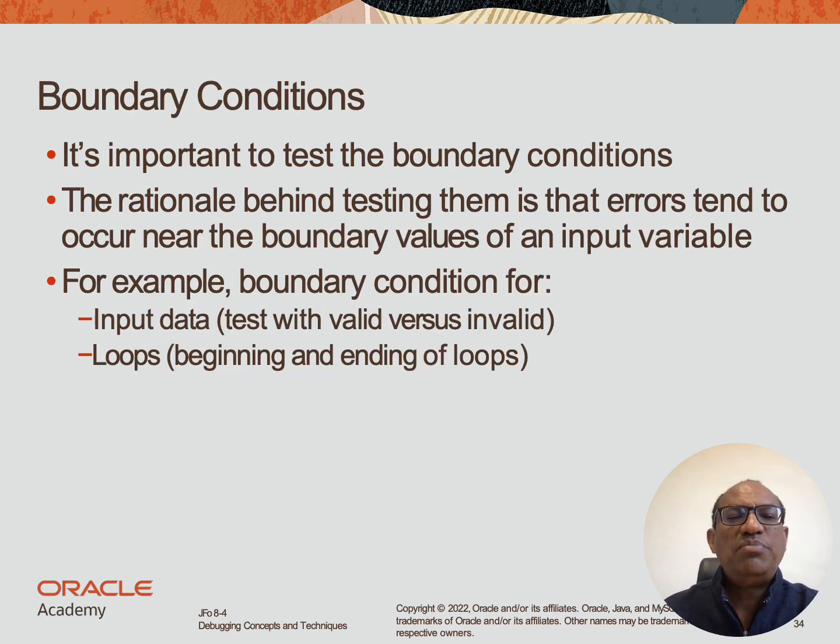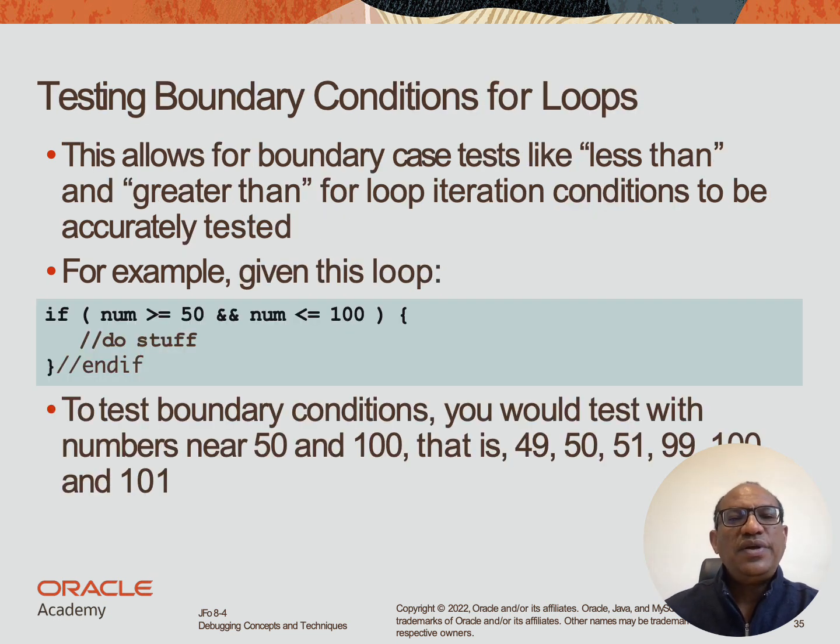Now let's talk about boundary conditions. These are the edges of what your input allows. They are common places for bugs, so test just below and just above limits. In this example, 49, 50, 51. The beginning and end of loops. The minimum and maximum valid values.